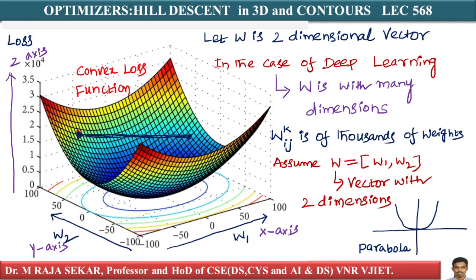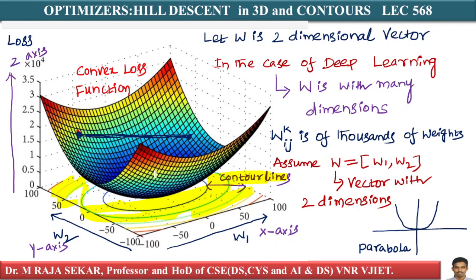When your weights are two-dimensional, that is W1, W2, your loss function is plotted on the z-axis. We notice these lines here. Just see these lines. Let me highlight this line, this line, this line. What are those lines? These lines are known as contour lines. And what's the meaning of these contour lines?